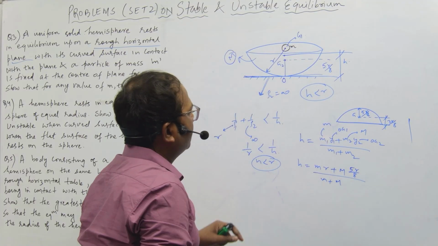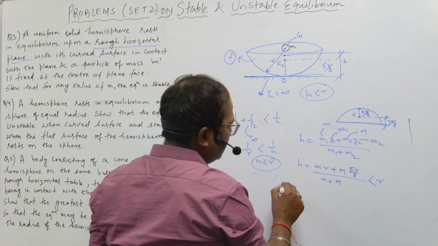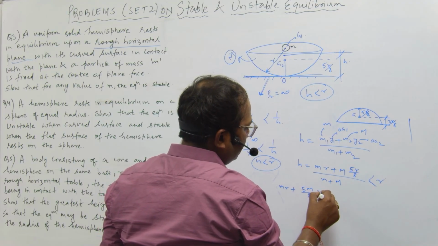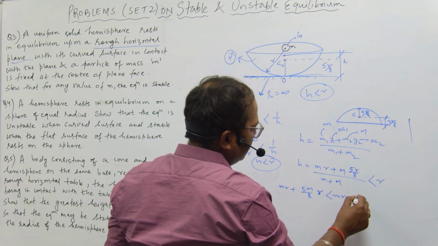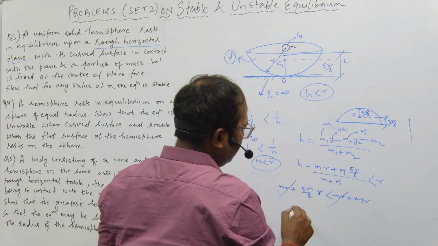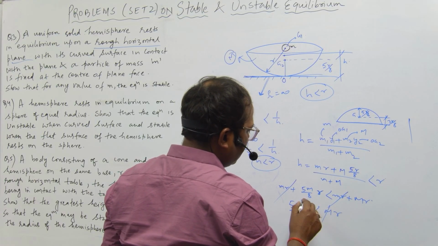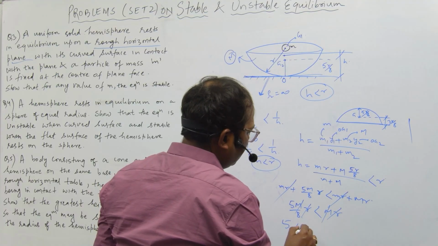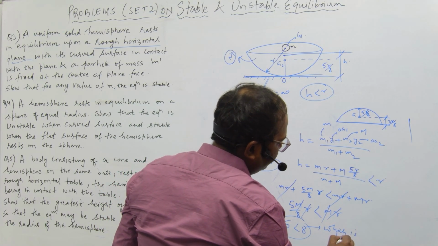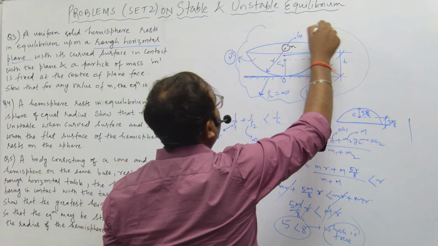Okay, and we have the condition as h is less than r. So clearly this is less than r. So we have mr plus 5Mr upon 8 is less than mr plus capital Mr. So this mr gets cancelled, and we have 5Mr upon 8 is less than capital Mr. So r gets cancelled. This means 5 is less than 8, which is true. Okay, so this complete system will be in equilibrium.